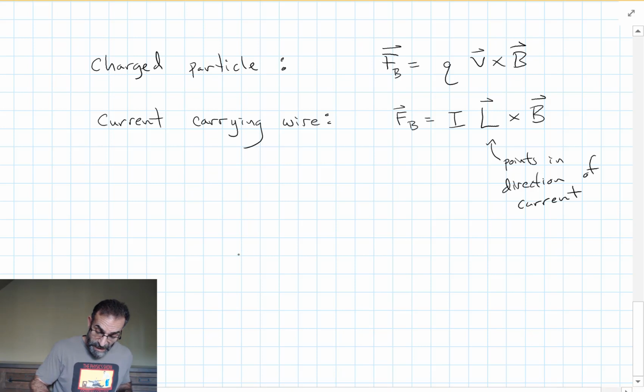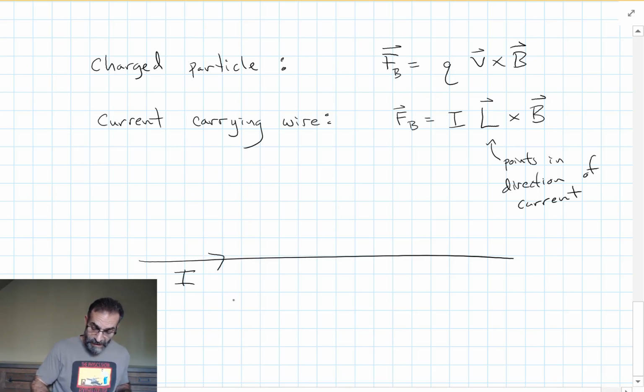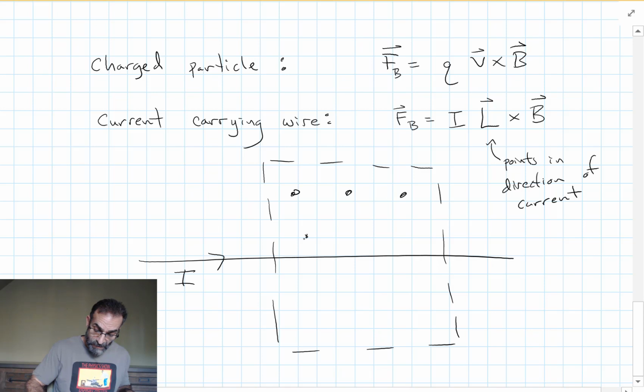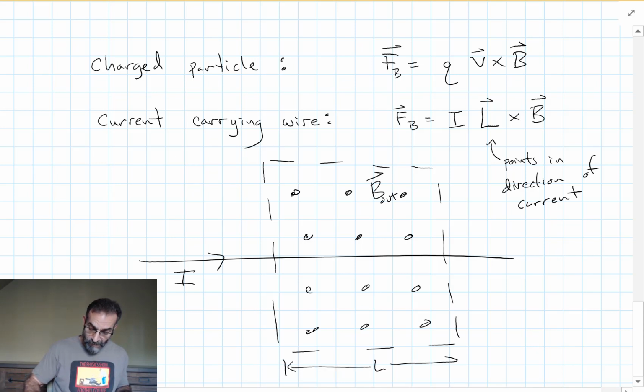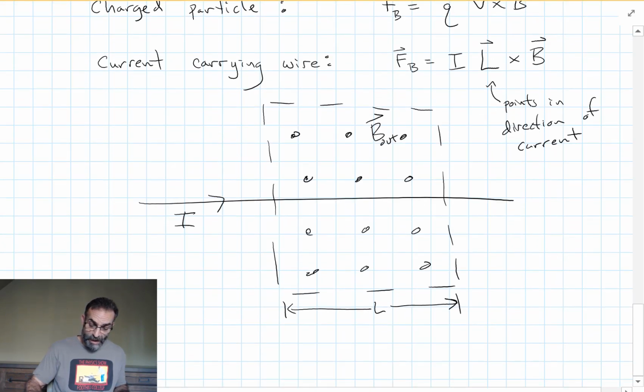Let's look at this example. We have a current carrying wire, carrying current to the right. We have a region of space here with a magnetic field. Let's make it out of the page. And this length we will call L. So what direction would the force be on our current carrying wire?